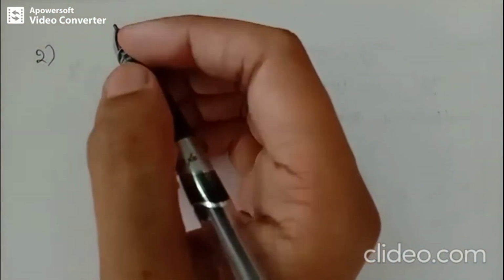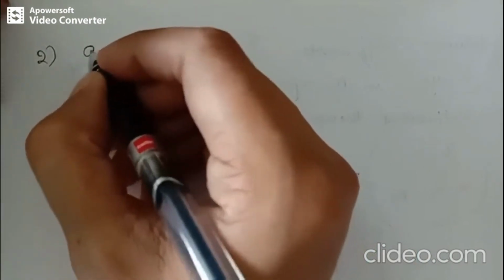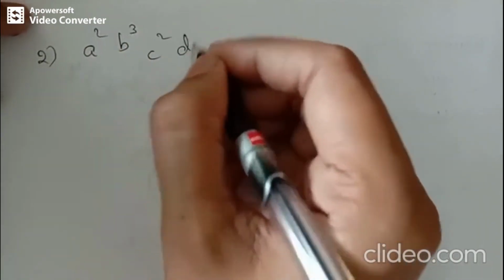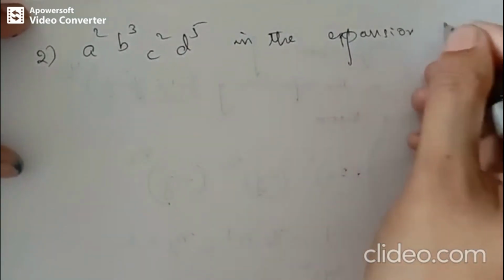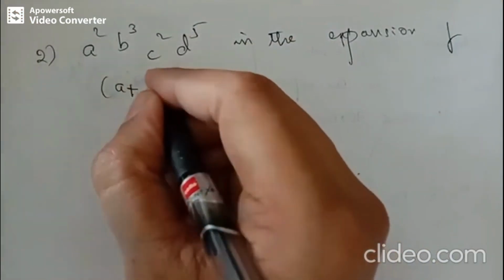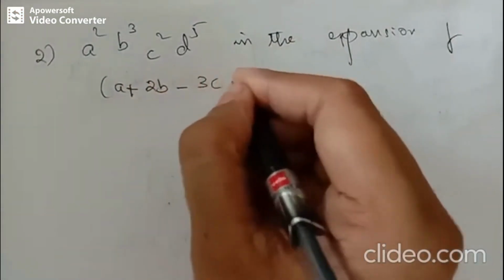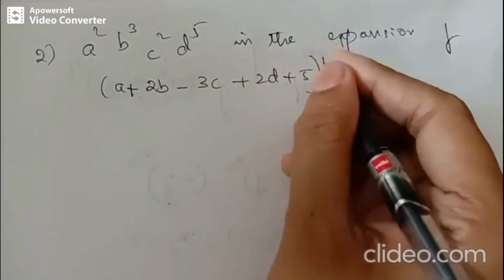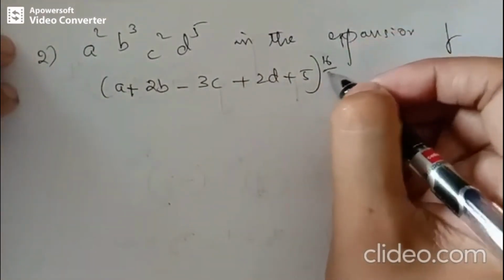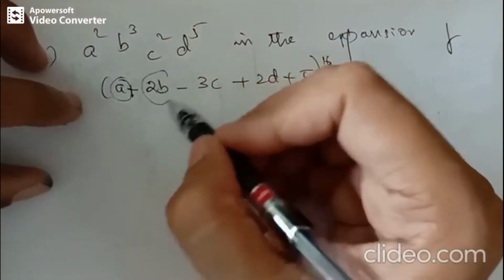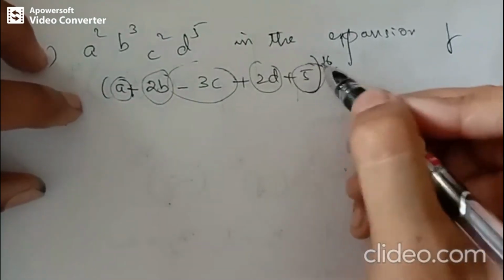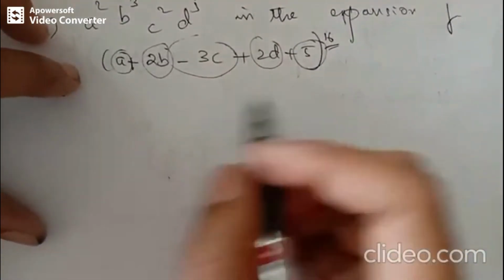Let's say we have a question: we need to find the coefficient of a square b cube c square d raised to 5 in the expansion of a plus 2b minus 3c plus 2d plus 5 whole raised to 16. You can observe this is the value of n that we have to use, and this is term 1, term 2, term 3, term 4 and term 5. So totally there are 5 terms, so we are using the multinomial theorem.